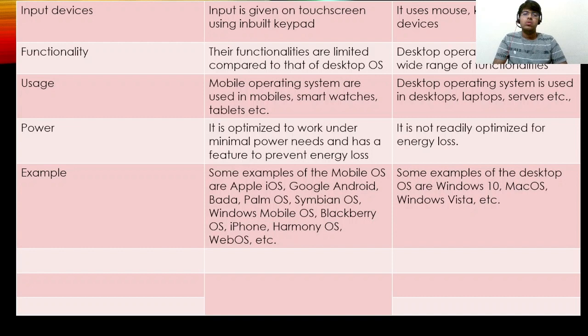And the desktop OS is not readily optimized for energy loss, except our laptops, which are not very much optimized to work under less power, but yes, they do have a battery, meaning it puts a cap on the power available to use. Now talking about some examples, we have Apple iOS, Google's Android, Palm OS, etc. for mobile OS, whereas we have Windows 10, Mac OS, Linux, Windows Vista for desktop OS.